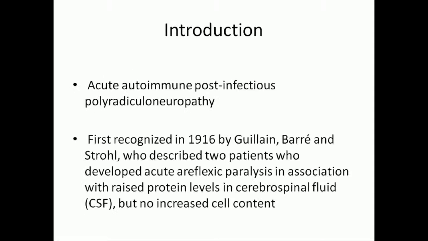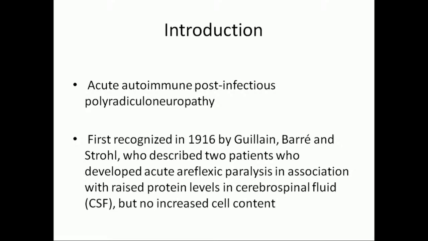So Guillain-Barré syndrome is an acute autoimmune post-infectious polyradicular neuropathy. It is a very common cause of acute flaccid paralysis. The most common cases of acute flaccid paralysis are those of GBS. So we will discuss this GBS in detail.